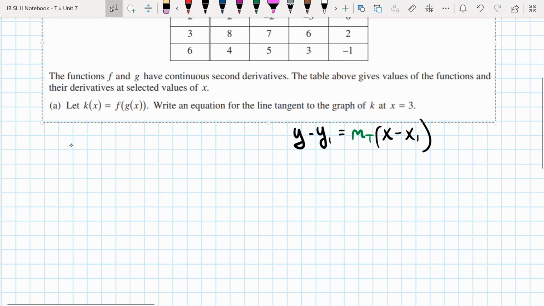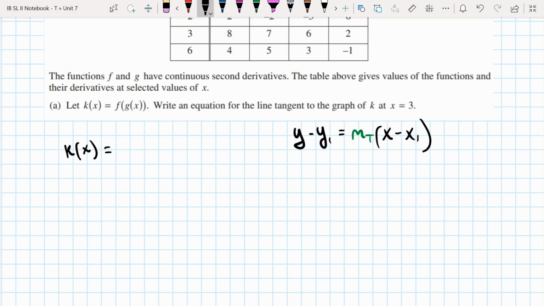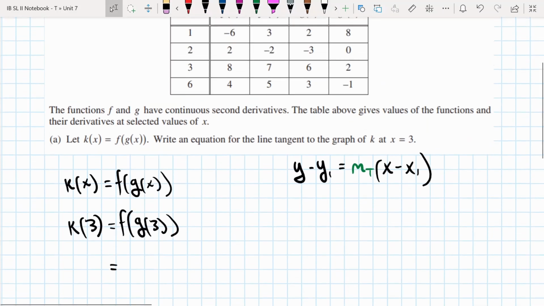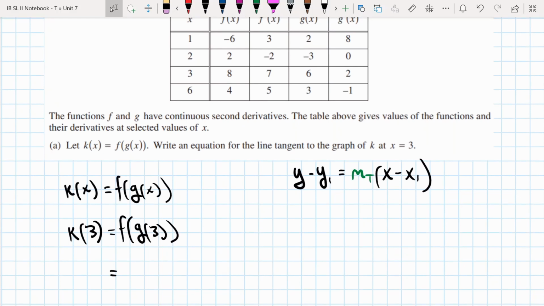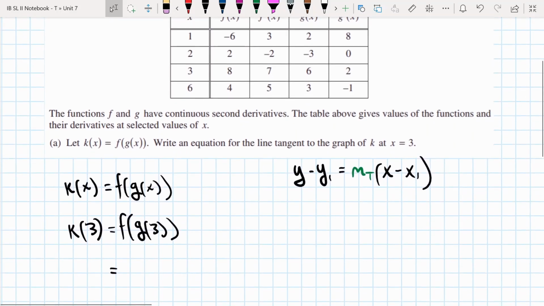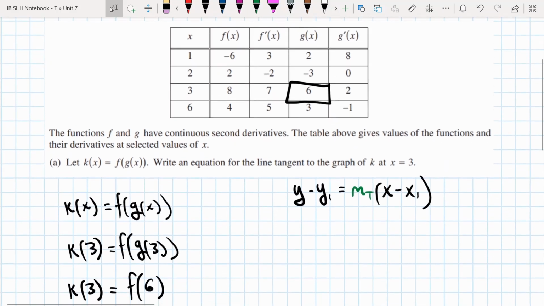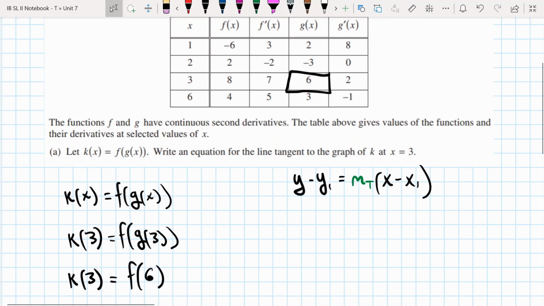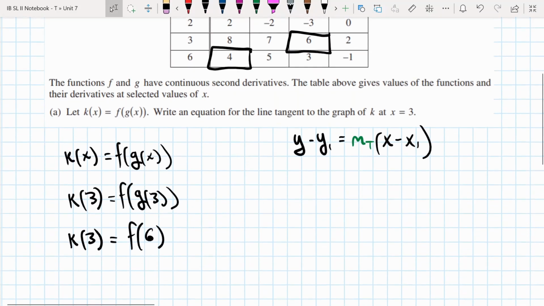To find y1, we're going to find the y value of this function at x equals 3. So I'm going to plug in 3 here for x. All right. K of 3 is equal to f of g of 3. G of 3 is equal to 6. So k of 3 is going to be equal to f of 6. Right here. And now f of 6 is 4. And so the y value, or the y1 value, is equal to 4.